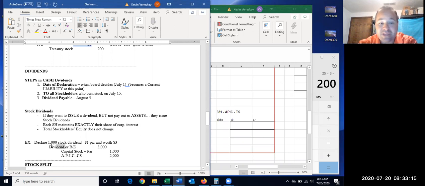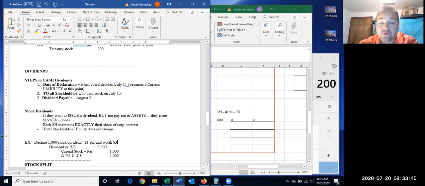I could debit my dividend account, or the book is going to have you just debit retained earnings, because if you remember, dividends get closed at the end of the year. So instead of taking that extra step and closing it out later, they're just going to say debit retained earnings, which is okay. I like to go ahead and debit the dividend account if it was me, because otherwise why even have it? So you debit either one of these, and you debit it for the total value that your owners are going to get.